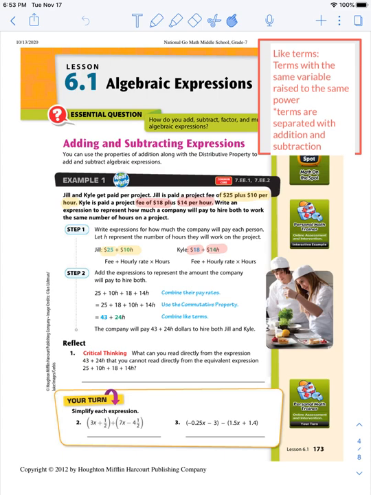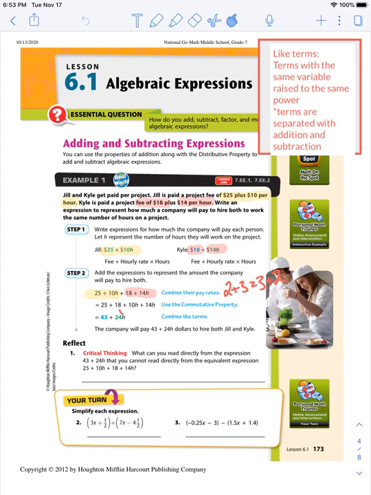Now, a company hires both of them, so we want to know the total of both of their charges. So we're going to add these expressions together. So I have 25 plus 10h plus 18 plus 14h. So we're going to add their pay rates. Then use the commutative property. If you guys don't remember, the commutative property basically just says order doesn't matter. So that means 2 plus 3 equals 3 plus 2. I can flip the order, they're both equal to 5.